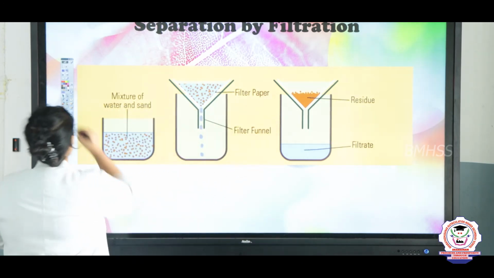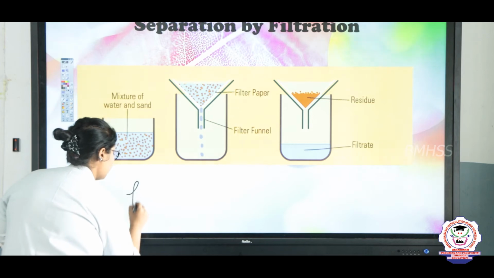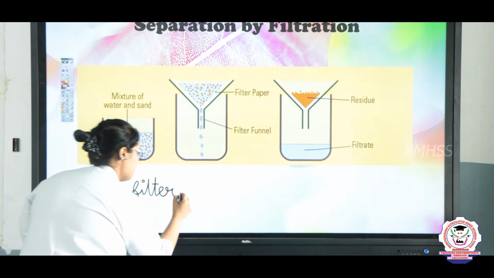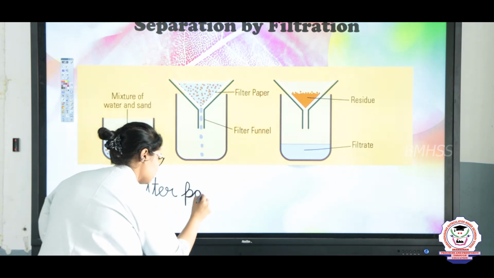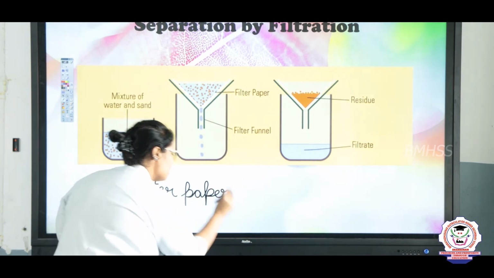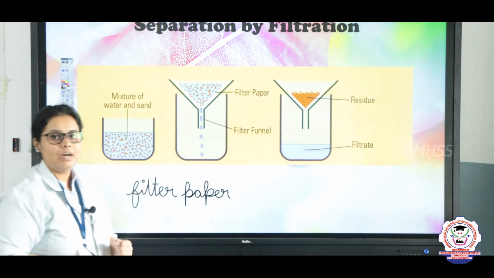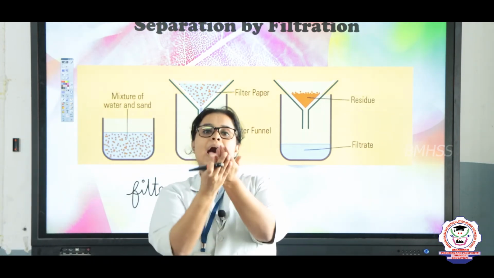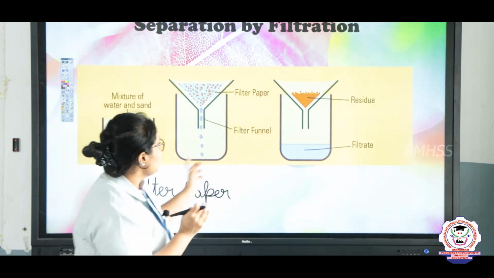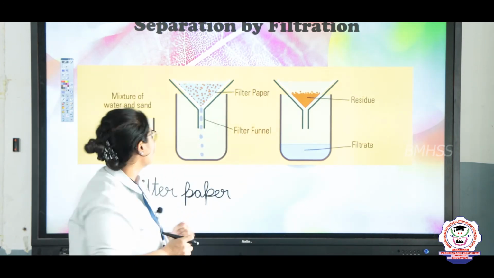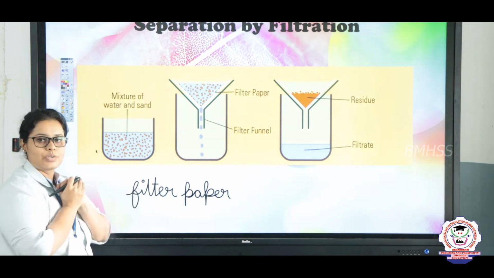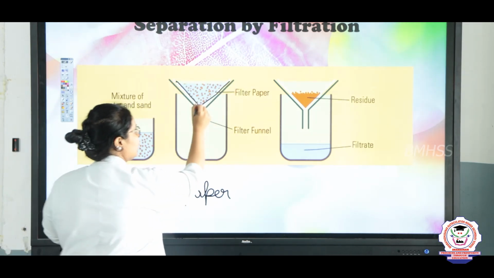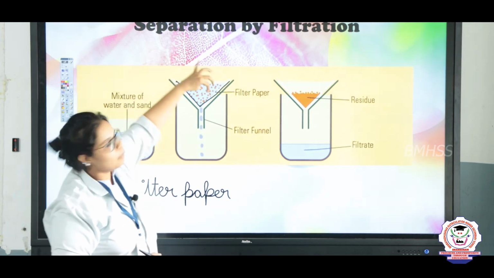What we are taking? We are taking filter paper. So children, when we are taking this filter paper, it is round in shape. This round we are folding and making into a triangle, then we are placing it over, okay. Now what is happening? This is my solution which is having impurities. Now first I will keep my filter paper here and this liquid I will put it inside.